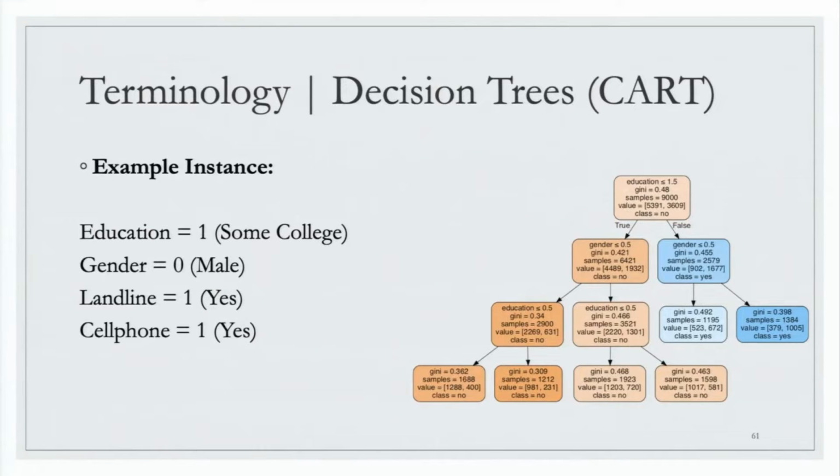We check education again. We noticed up here there are 3 possible values for education: 0, 1, and 2. Some high school or below, some college, and college degree were our 3. This only had 2 possible ways to go, so we can check it again here. It said all the 0s and 1s go to the left, all the 2s go to the right. Now that we're here, we can check if there's a difference between 0s and 1s, whether someone has some college or not. This particular person had some college, so we go here, and we predict a no, because we had another leaf node.